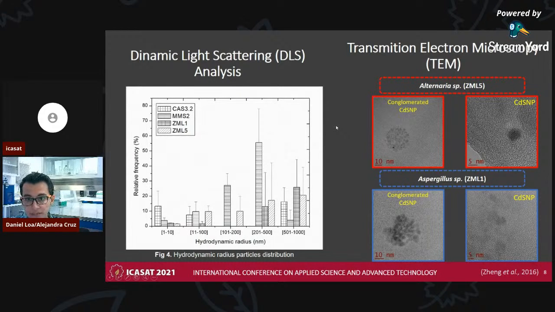at the left side by TEM. And finally, we also found particles less than 10 nanometers corresponding to free cadmium sulfide nanoparticles, as can be observed on the right side of the TEM micrographs. Here it's important to mention that the particles we found are within the quantum dot regime, and this regime is characterized by a high stability of optical properties.